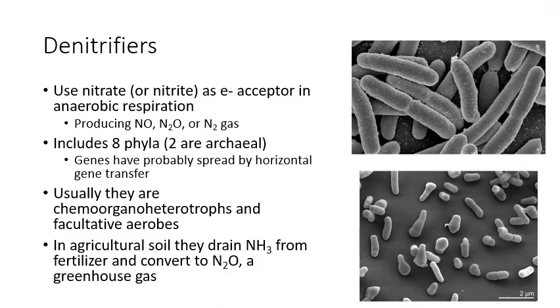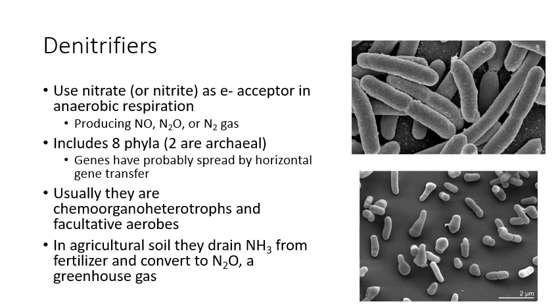Then finally, you have the denitrifiers. The denitrifiers are using nitrate or nitrite as an electron acceptor for respiration, which is usually anaerobic respiration. Then once that nitrite or nitrate has been reduced, then it's going to be reduced all the way to a gas, either nitrous oxide, nitric oxide, or molecular nitrogen.